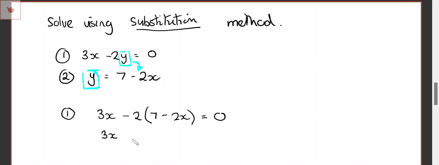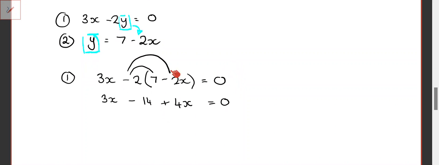So 3x minus 14 plus 4x, 2 lots of 2x is 4x, and that equals 0. Then we collect like terms. 7x minus 14 is 0, as you've said.